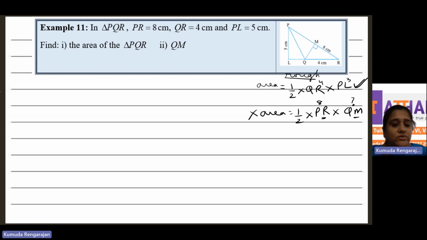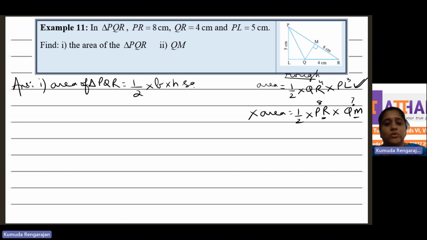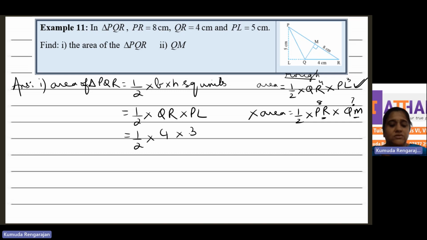So to answer the first question, area of triangle PQR is equal to half into base into height square units. That is equal to half into base QR into altitude PL. That is equal to half into 4 into 3. 2 ones are 2, 2 3s are 6 centimeter square. All right.